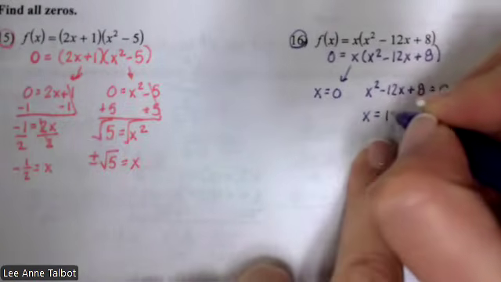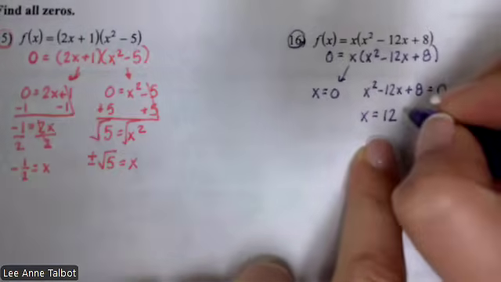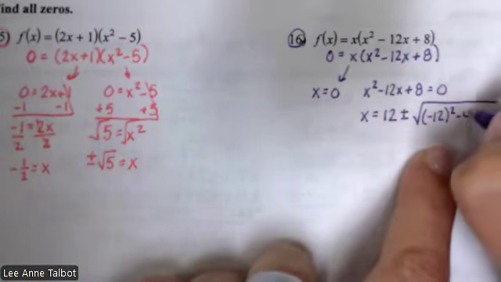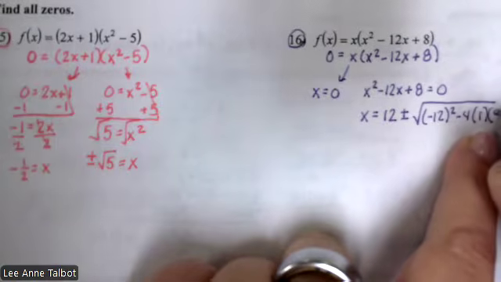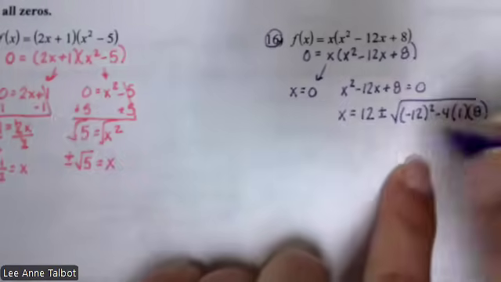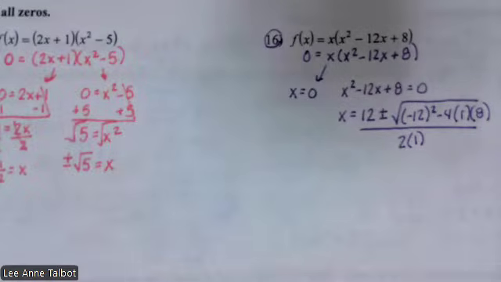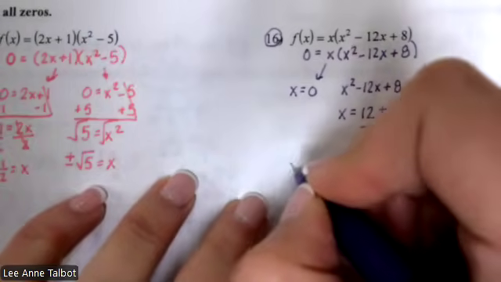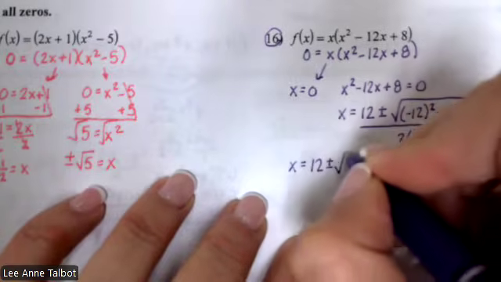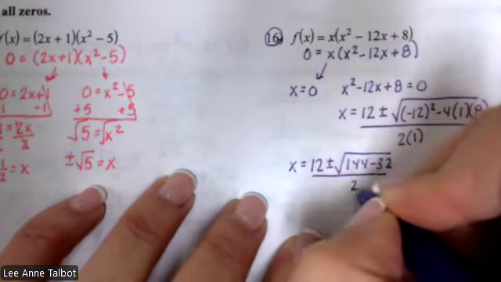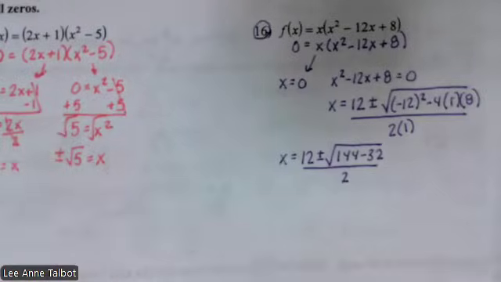X equals negative b plus or minus square root b squared minus 4ac, all over 2a. Twelve squared is 144. 4 times 8 is 32.